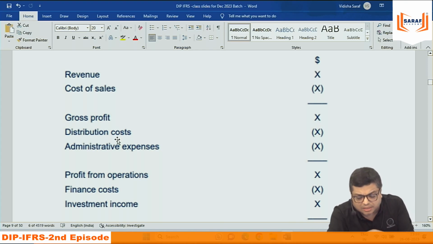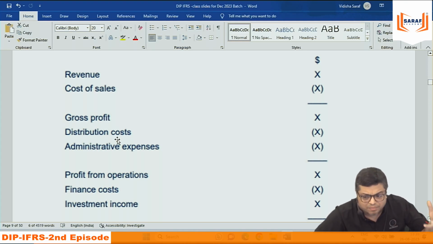Distribution and administration. Somebody is engaged in marketing. Suppose we are doing Google marketing, social media marketing, or promotion of the course in a college or in a school. Those are distribution, selling expenditures. Administration: the accountant doing the accounting entries, making the ledgers, submitting the returns, the accounting department, that is administration expense. These are not part of cost of sale. These are selling and administration expenditures.